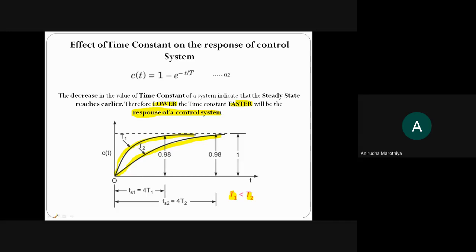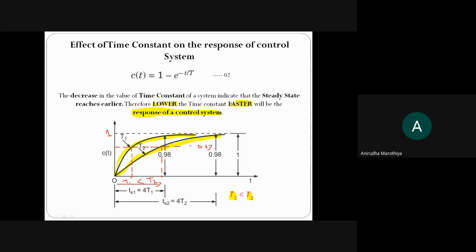Suppose this is your final value, which is nothing but 1, and somewhere over here we can indicate the value 0.63. So you can say that by the end of one time constant, say T1, the system reaches 63.2% of its value. In the same way, to reach the same value, system number 2 will take this much amount of time. So this is your T2. From this it is very clear that the value of T1 is less than T2.